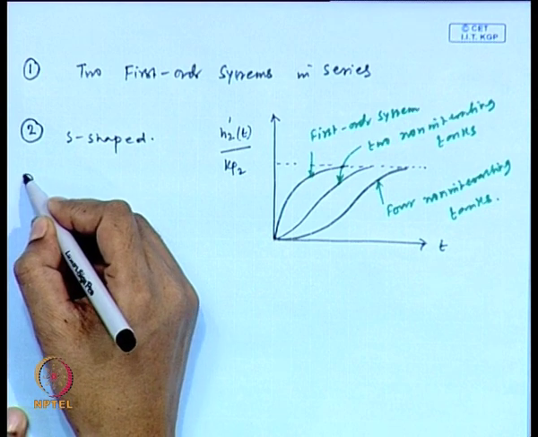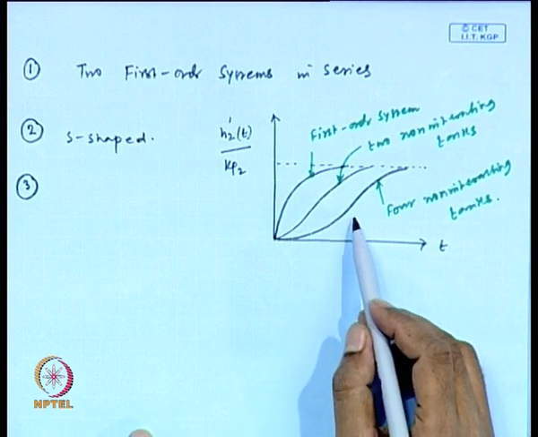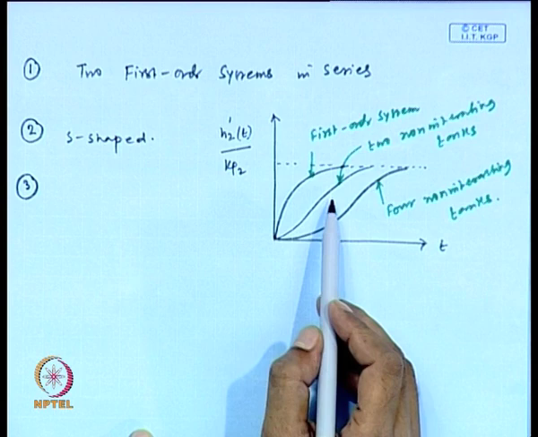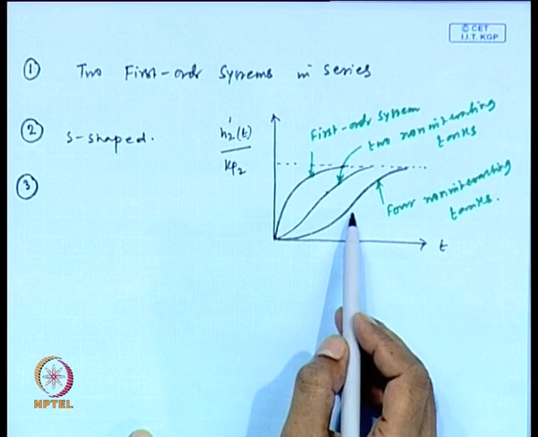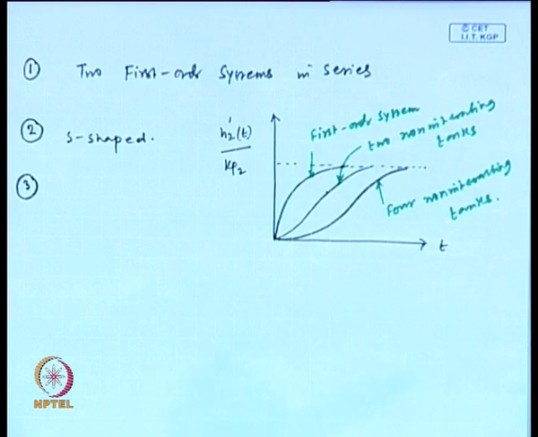And third conclusion is, as the number of capacities in series increases, the delay in the initial response becomes more pronounced. You see, if you compare these two curves, the delay is more for the case of four non-interacting tank systems. So, that is the third conclusion. As the number of capacities in series increases, the delay in the initial response becomes more pronounced. This is the third conclusion.